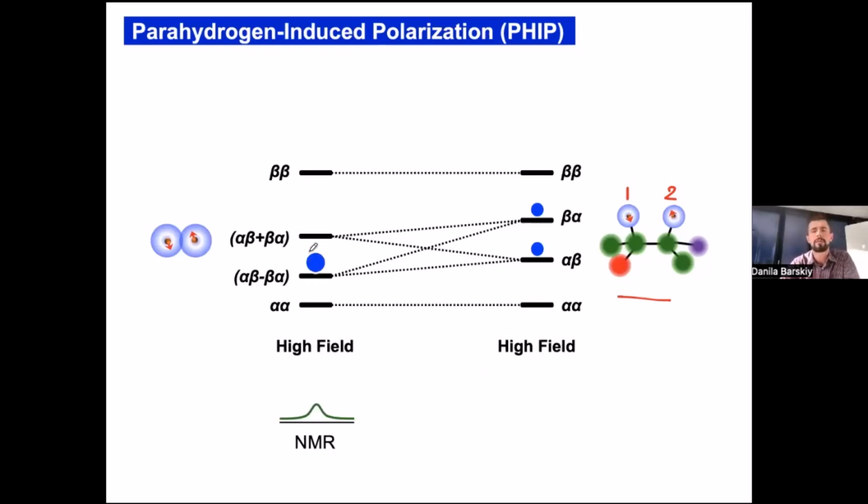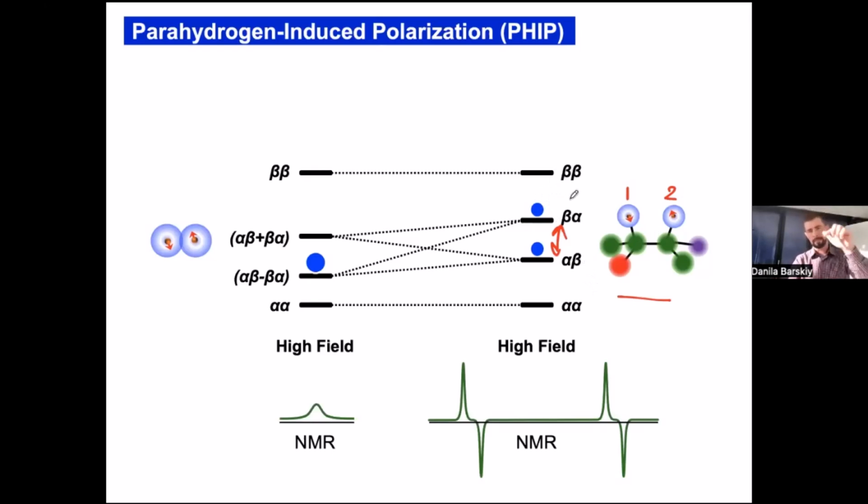And it's clear that from the alpha beta minus beta alpha state, you're going to end up, like in a projection, in either beta alpha or alpha beta states. By the way, the gap here is a little bit exaggerated. In reality, if you're really talking about high field, like fields above 1 Tesla, the gap between alpha alpha and alpha beta is much larger than the gap between alpha beta and beta alpha. But here, forgive me for this oversimplification and exaggeration.